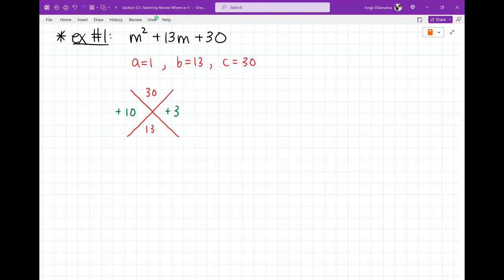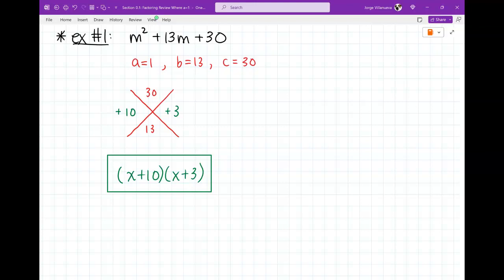10 times 3 is 30. 10 plus 3 is 13. So we have the right numbers. All you have to do now is write x plus 10, x plus 3. And that's it. You're done. So this is finished. You don't have to do anything else. Now, normally, if it were to say solve, that would have been equal to 0 at the end. Then you'd have to solve each piece, but we're not doing that. They just want us to go over the factoring portion.